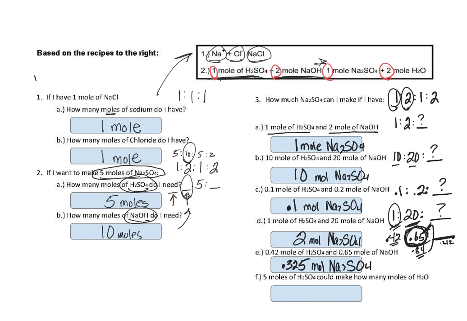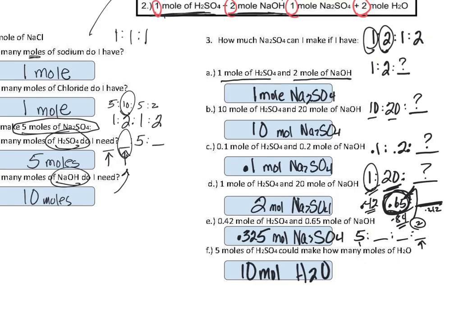Na2SO4. And then finally, what if I had 5 moles of sulfuric acid? How much water could I make? Well, this time, if I have 5, I want to know what this one is going to be. My original ratio was a 1 to 2, so I would have to double this one, which means I would have 10 moles of H2O to keep that ratio the same.